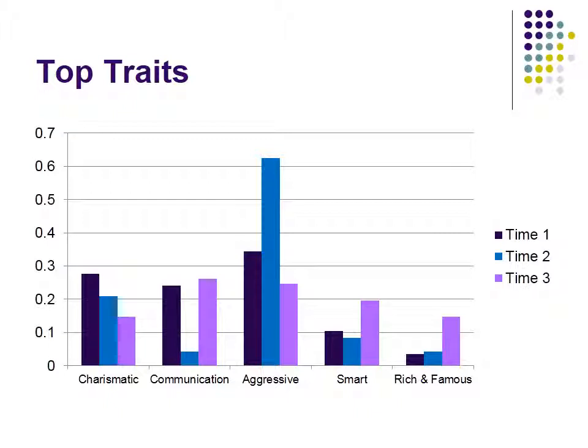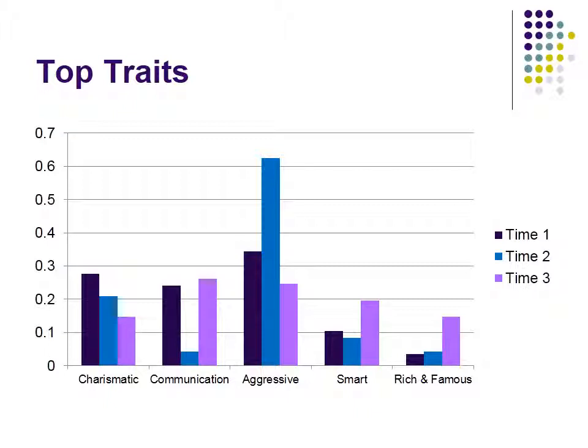The top traits, I think, is pretty interesting. So at time 1, which is the time when people were mainly thinking of civil rights leaders, still politicians, but Martin Luther King was definitely the most commonly mentioned person as a leader. Let's look at the traits that were most important. Charisma, communication, and aggression were all fairly high. Smarts and rich and famous were fairly low.